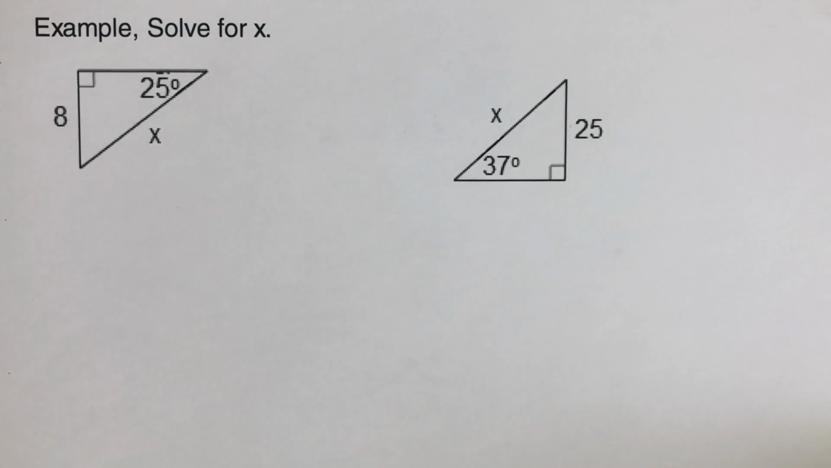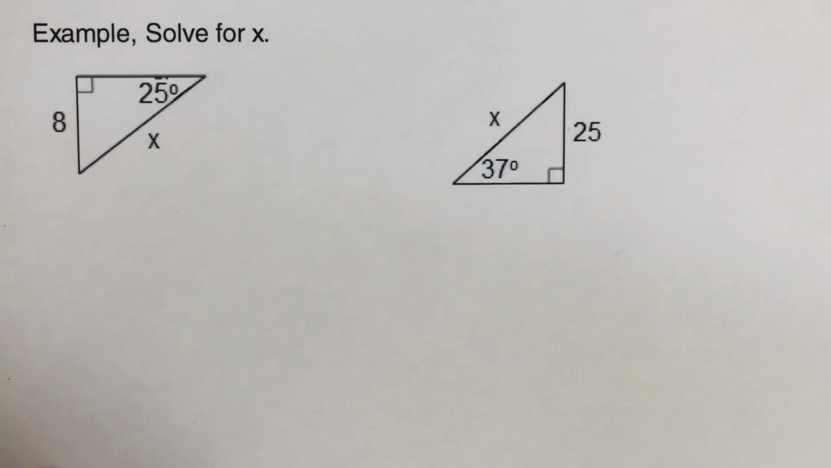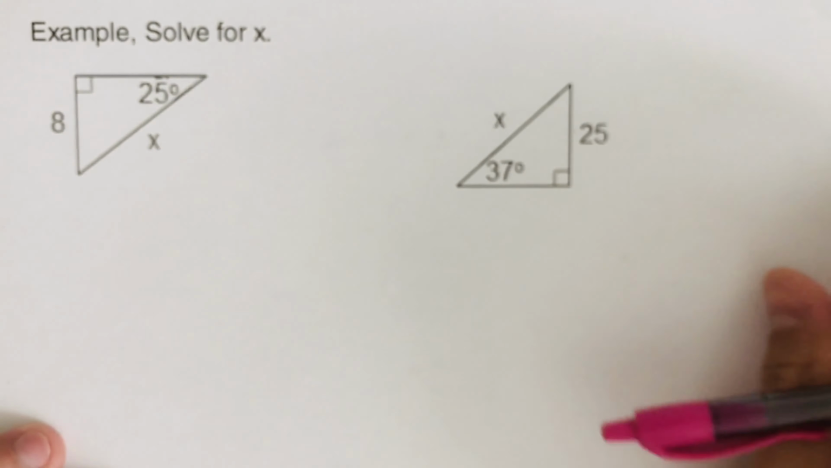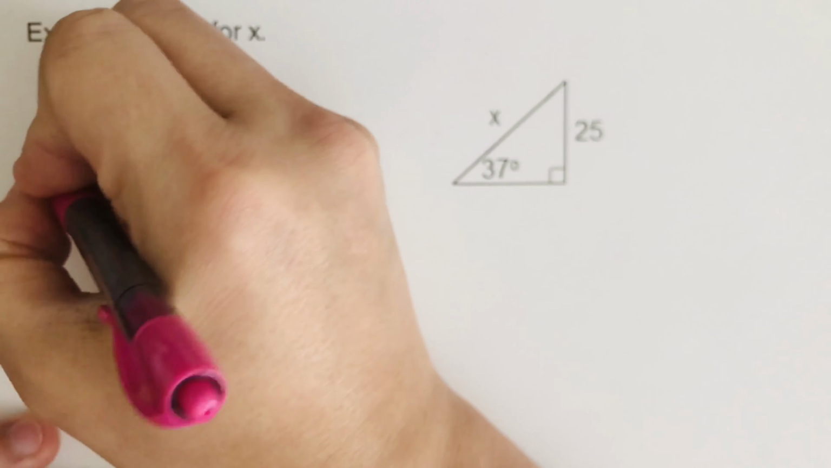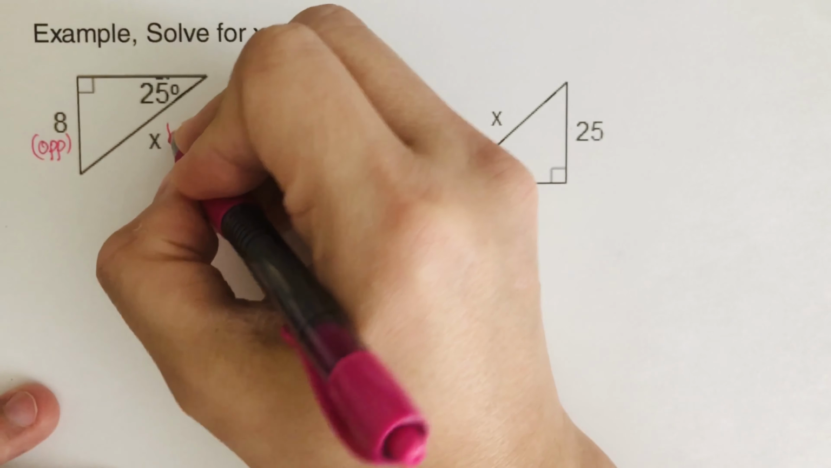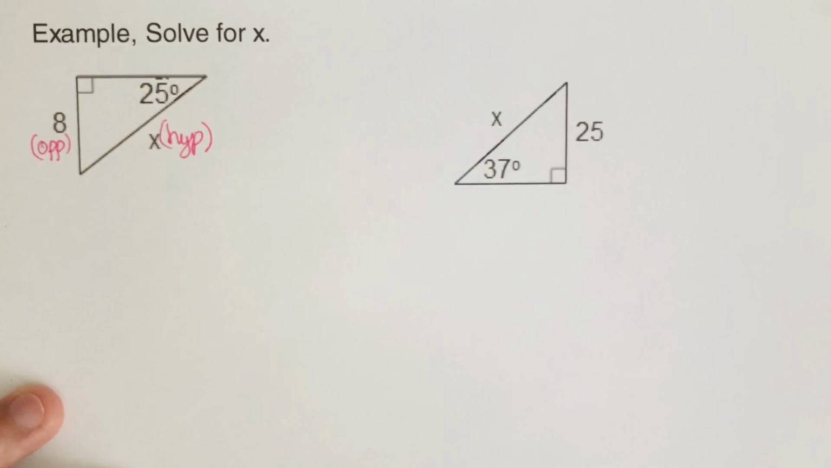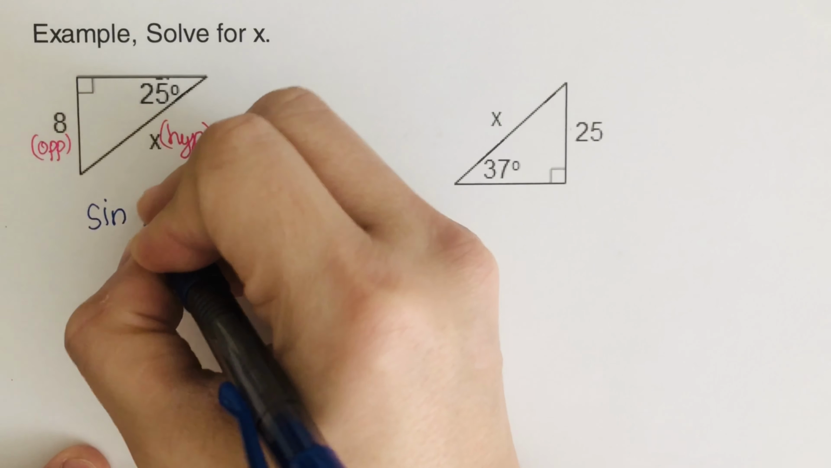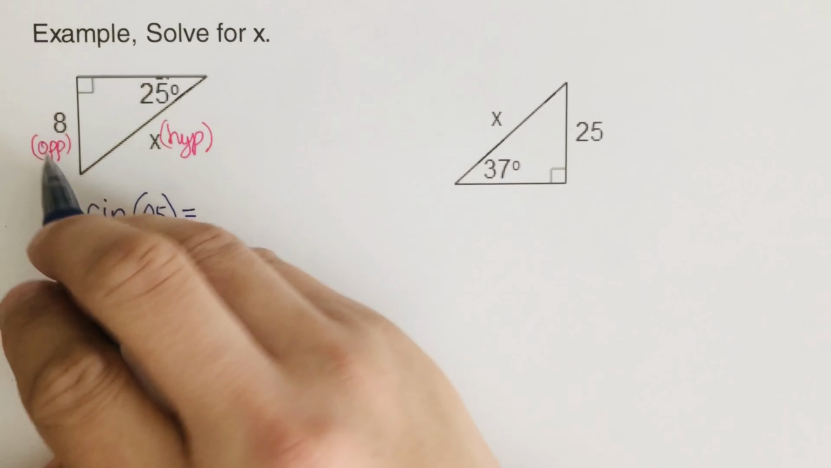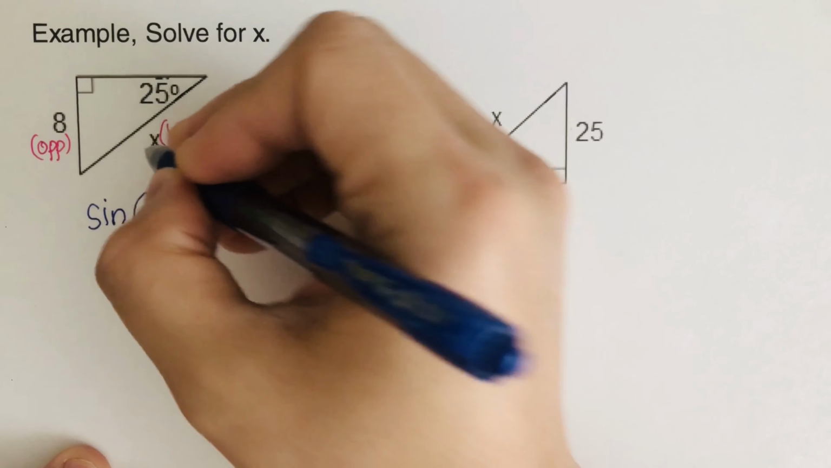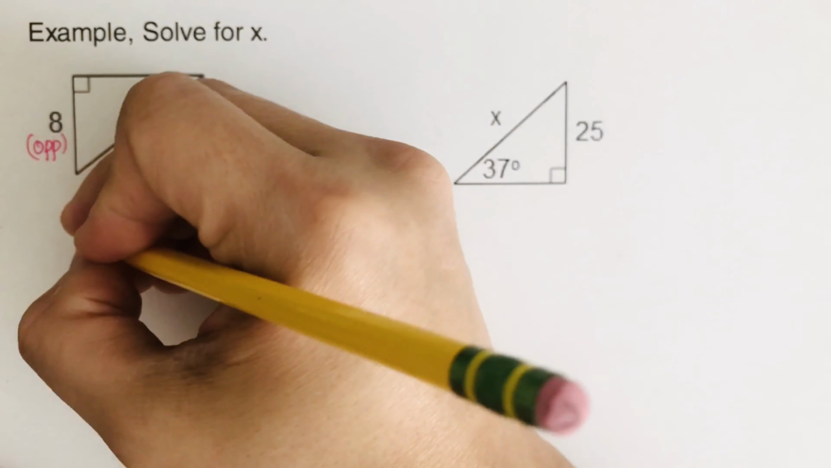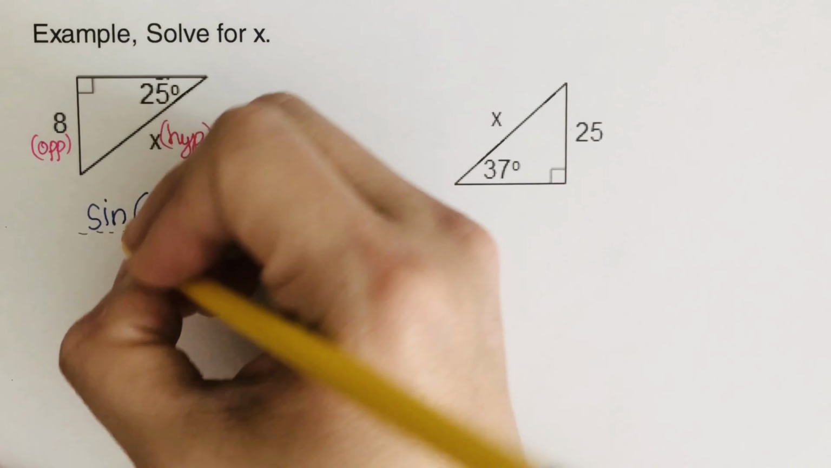Now this time around, we will have the third problem. This is a little different. There's a little twist to this problem, because if we label these parts, our 8 will be the opposite, which is across from 25. So this one right here is the opposite, and the x is the hypotenuse. Now look what's happening here. If I set up the equation, since this is opposite over hypotenuse, we're going to use sine. So that is sine of 25 is equal to opposite 8 over hypotenuse x. So the x now is in the denominator. But pretty much we do the same thing exactly how we did with the first two examples.